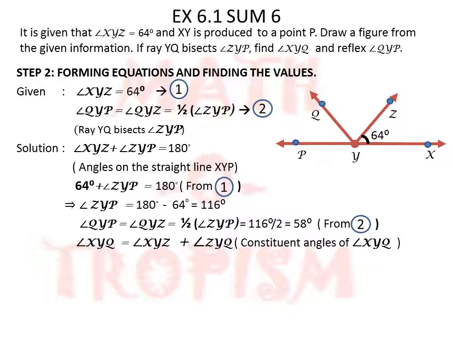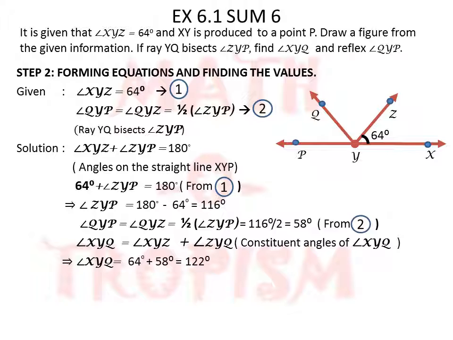Now when we are finding angle XYQ, we can see that XYQ is equal to XYZ plus ZYQ. We just need to substitute the values of 64 and what we got, 58, for ZYQ. Both when added give 122 degrees. So angle XYQ is equal to 122 degrees.